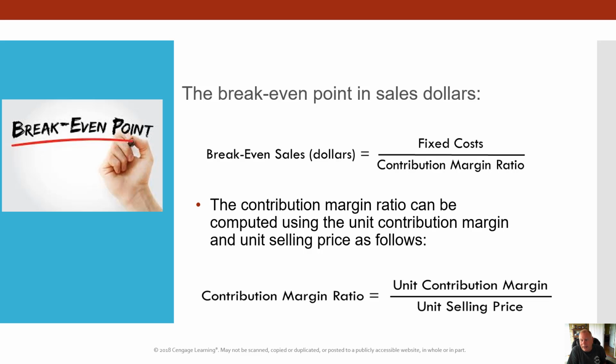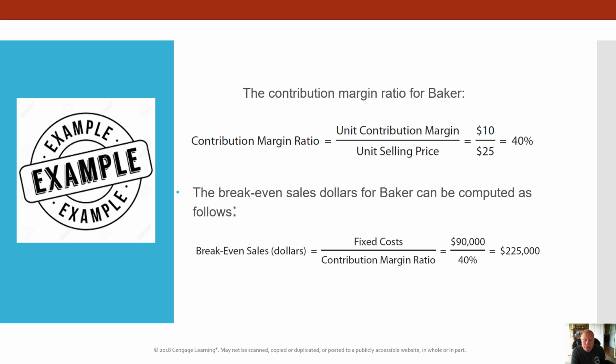So we can do the same thing: break even in sales, which is total fixed cost divided by the contribution margin ratio, and that lets us determine the break-even sales point. To compute the contribution margin ratio, we take the unit contribution margin divided by the unit selling price. All I'm doing on these is replacing units with dollars. Okay?